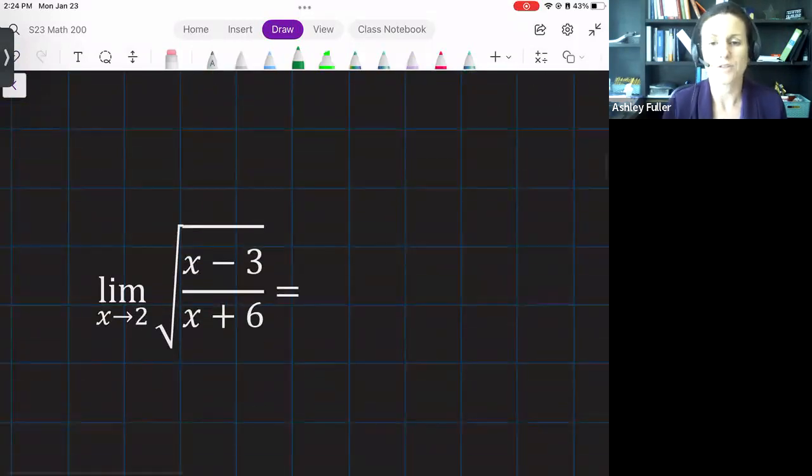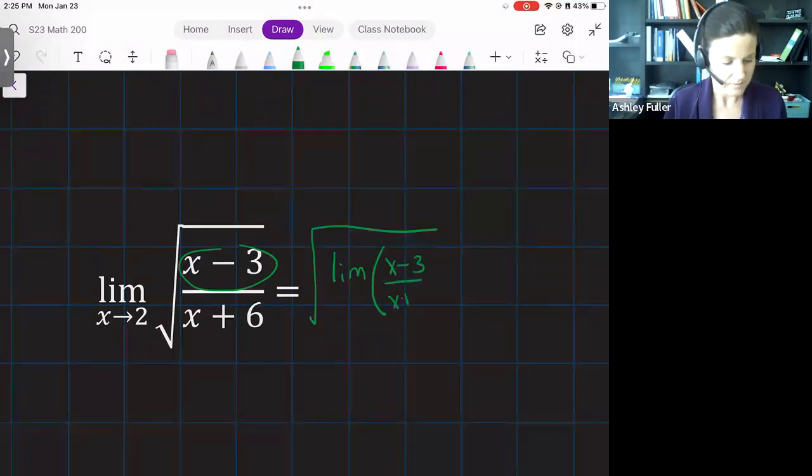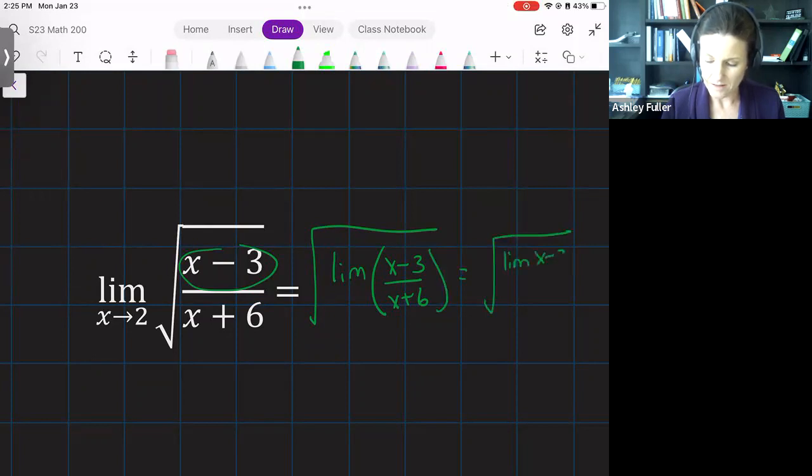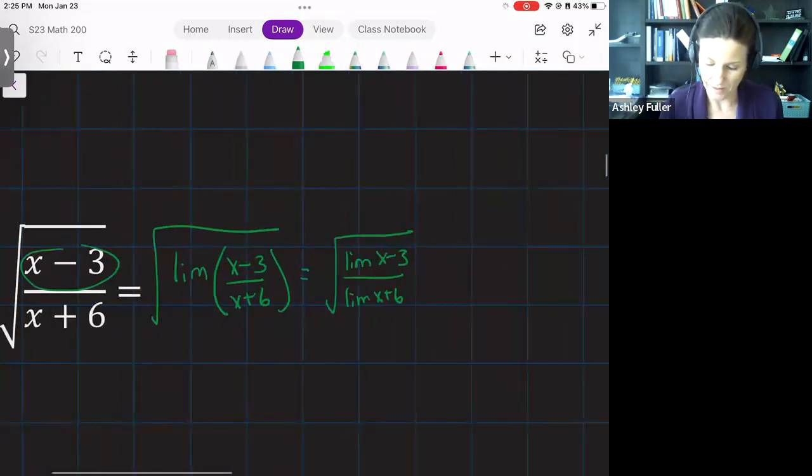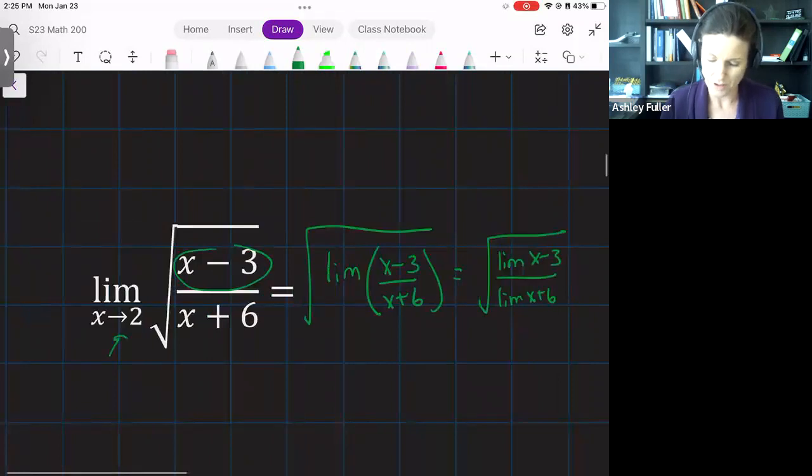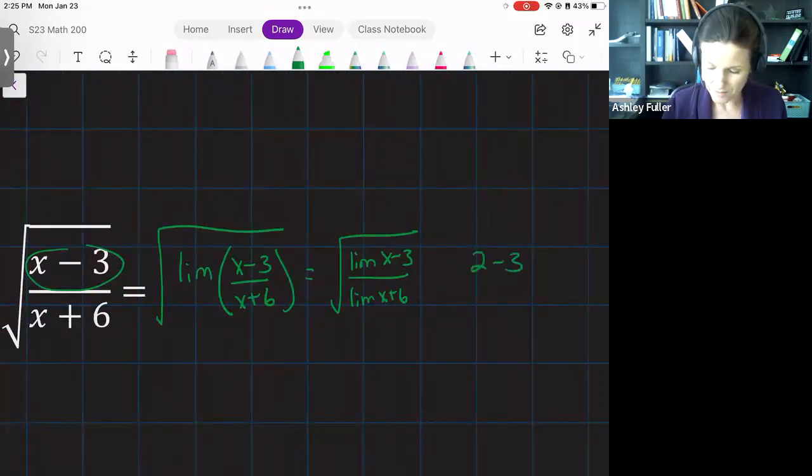Here we can see that there's a square root and also a quotient involved, but also polynomials. We can bring the limit inside the radical as referenced in property 8. Then we can also split that limit to the limits of the quotients by using property 6. And then we can finally simply evaluate the two limits. Again, we're looking as x approaches 2. So we end up with 2 minus 3 over 2 plus 6.